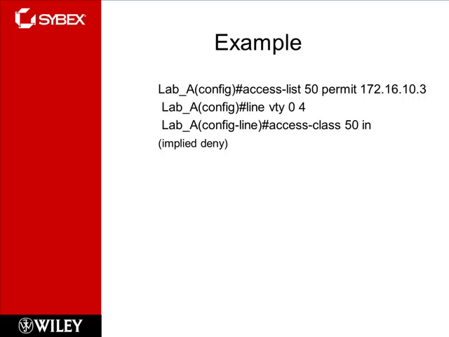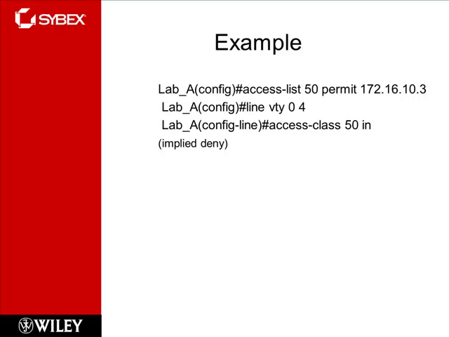An example, Lab A, configure in the config access list 50, permit 172.16.10.3, line VTY 0 4, access class 50 in. And you really want to configure these things as in because you don't want people to connect to it. If you configure it out, you may do some really weird stuff to your connection, because you wind up denying yourself access to some other thing. So you really want these things applied on inbound. Everything has to be applied as either an inbound or an outbound. And then we get the implied deny.